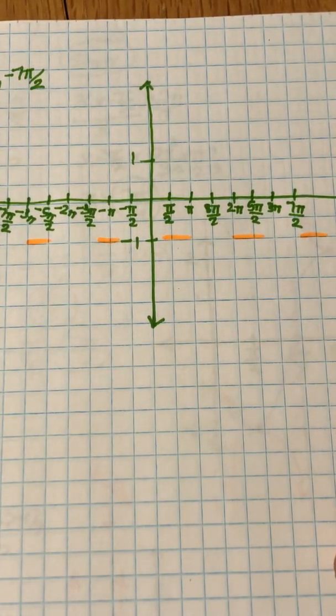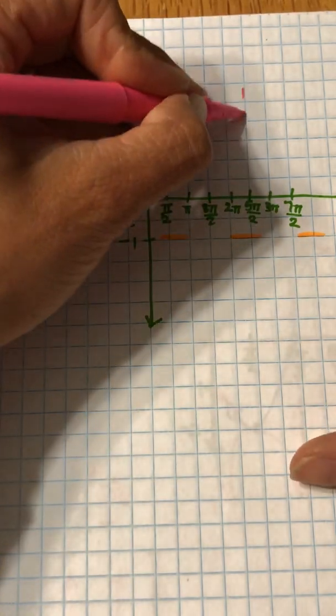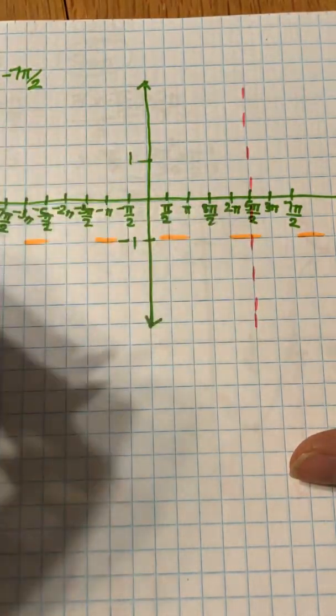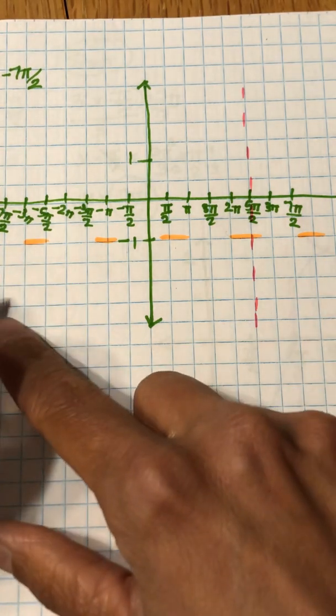All right, we had asymptotes. We had an asymptote at positive 5 pi over 2 right here. And we had an asymptote at negative 7 pi over 2 right here.